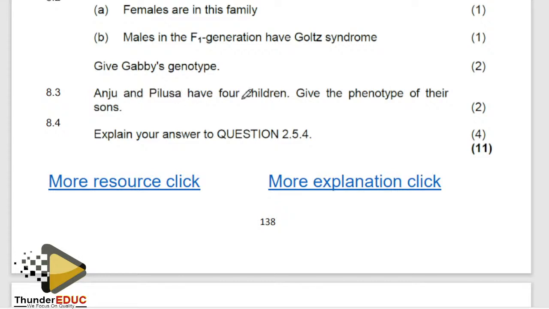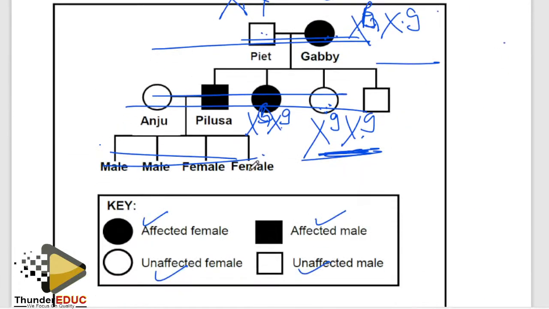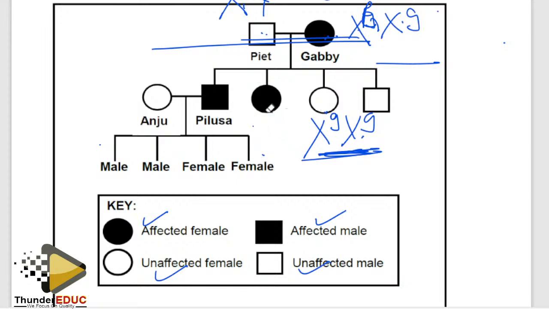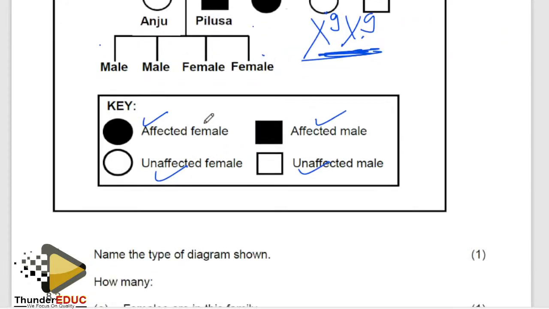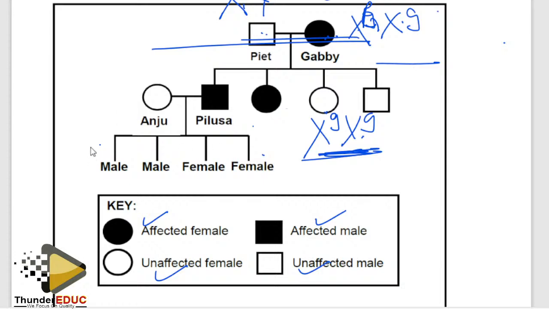Anju and Pirusa have another 4th child. Give the phenotype of their sons. Remember this is caused by a dominant allele. The moment it's caused by a dominant allele, it is easier to find. For the case of a son, remember it's a Y. Therefore, because this one is normal, remember it is recessive, both of them are going to be normal. Don't forget it's caused by a dominant allele.